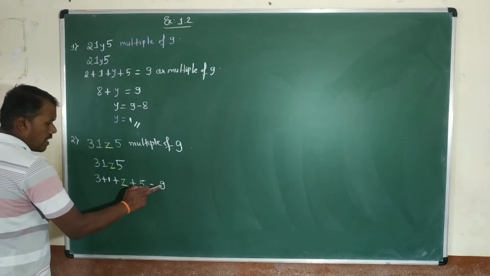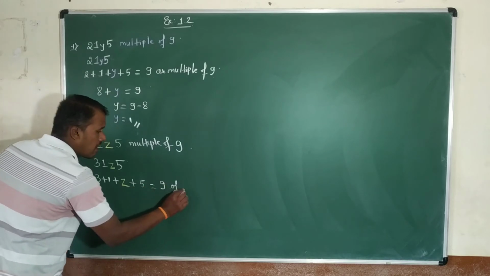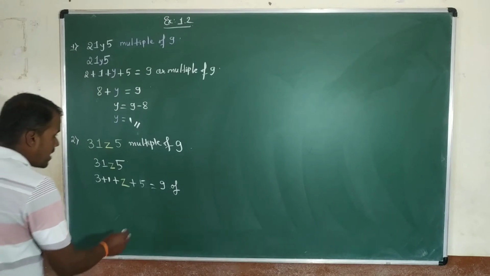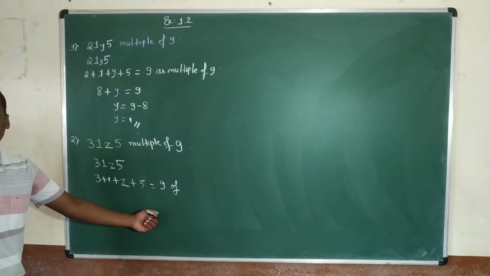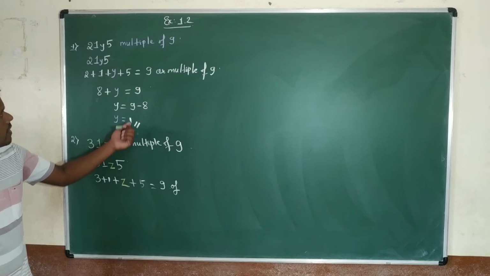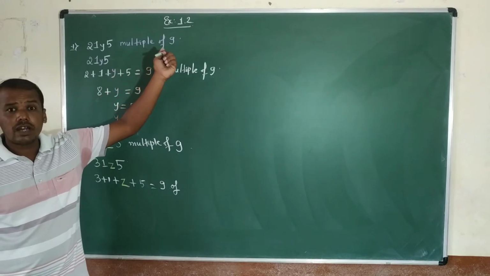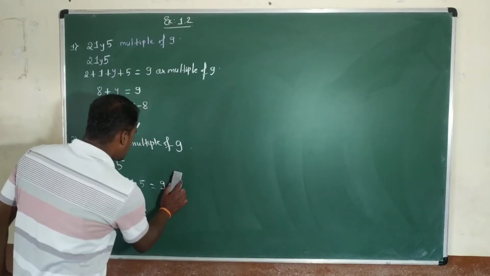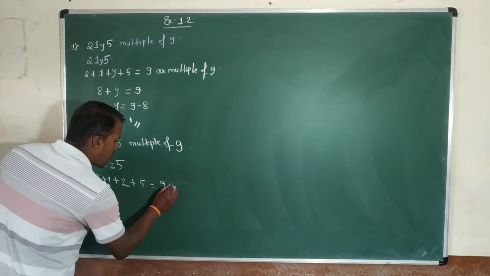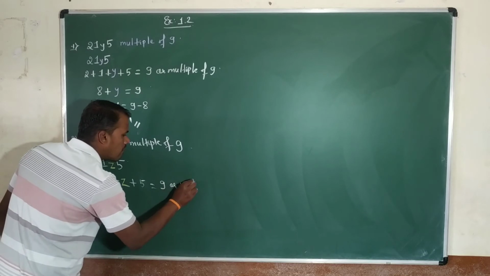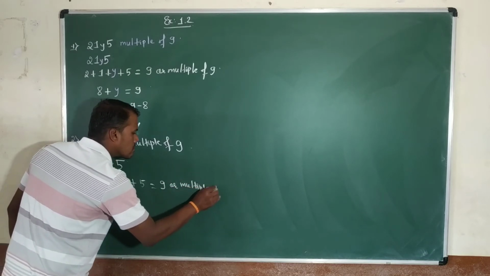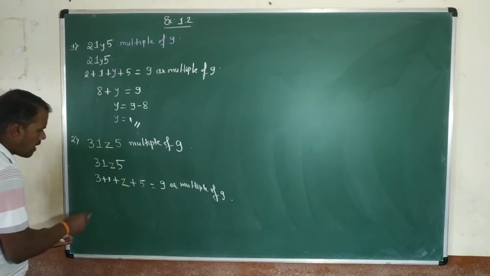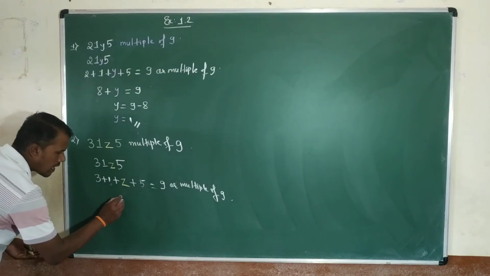Here we write 9 or multiple of 9. Why do we write 9 or multiple of 9? Because it is divisible. Multiple of 9 in the question they have given, so 9 or multiple of 9. So now we have the answer here: 3 plus 1 is 4, 4 plus 5 is 9.